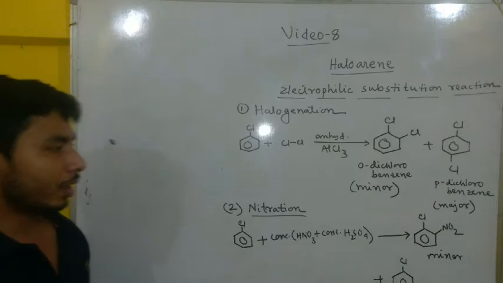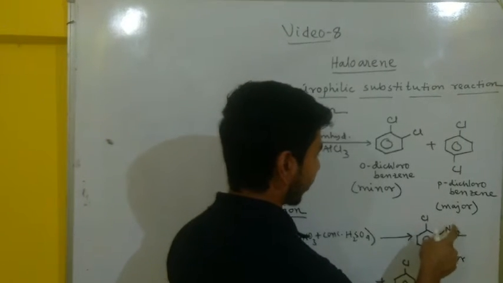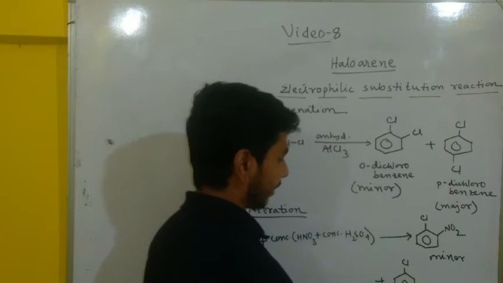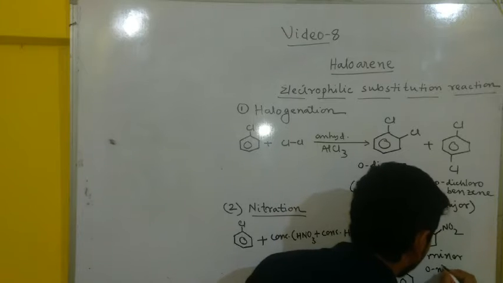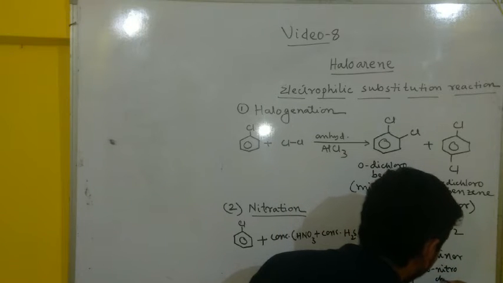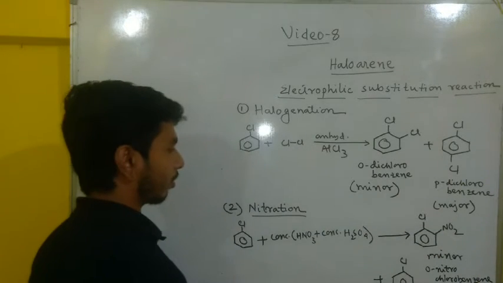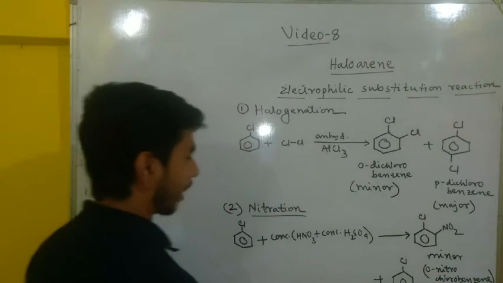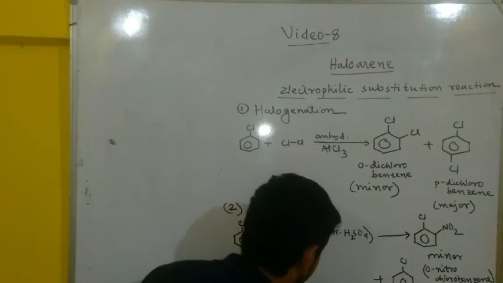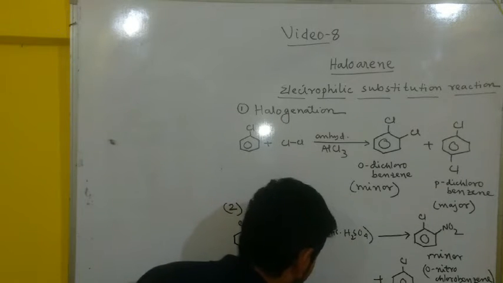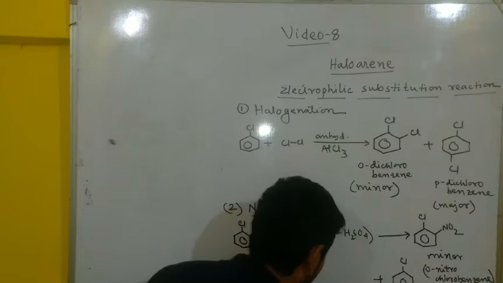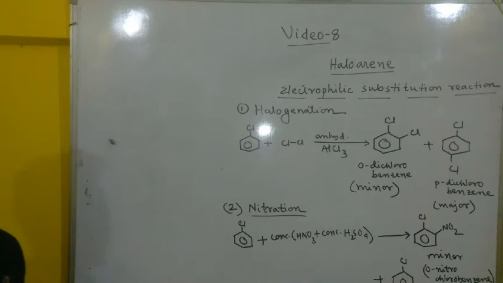Now what is the name of the two products? In the ortho position nitro group, so it is ortho nitrochlorobenzene and it is para nitrochlorobenzene. Ortho nitrochlorobenzene and it is para nitrochlorobenzene.